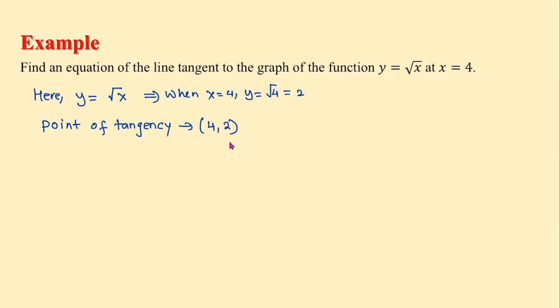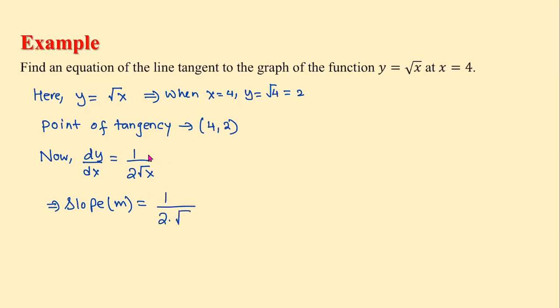To find the slope, we have to find the derivative at x equal to 4. So let's find the derivative. Now the derivative of the function, dy over dx, is equal to the derivative of the square root function, 1 over 2 square root of x. So the slope m is equal to, we are finding the slope at x equal to 4, so we plug in 4 into this equation. This will be 1 over 2 times the square root of 4, which is 1 over 2 times 2, which is 1/4. So the slope is 1/4.